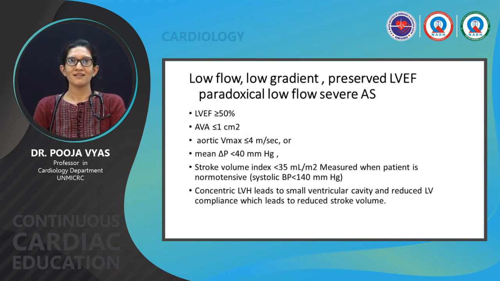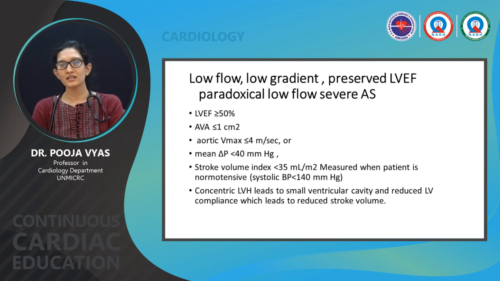Last comes the paradoxical low flow severe aortic stenosis. We say that it is paradoxical low flow severe aortic stenosis when LV function is normal, with ejection fraction more than or equal to 50%, aortic valve area is less than or equal to 1 centimeter square, and aortic Vmax and gradients are low. Means Vmax is less than or equal to 4 meter per second, and mean gradient across the aortic valve is less than 40 millimeter of mercury. And to say it is paradoxical low flow severe AS, stroke volume index should be less than 35 ml per meter square when the patient's blood pressure is normal.